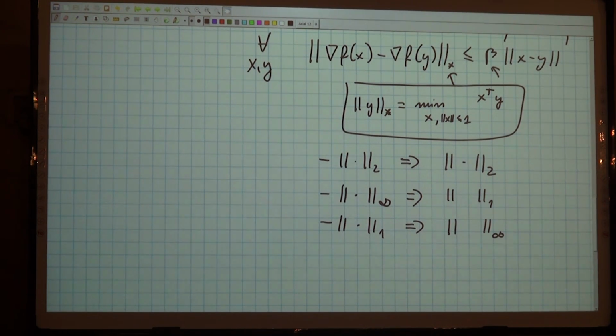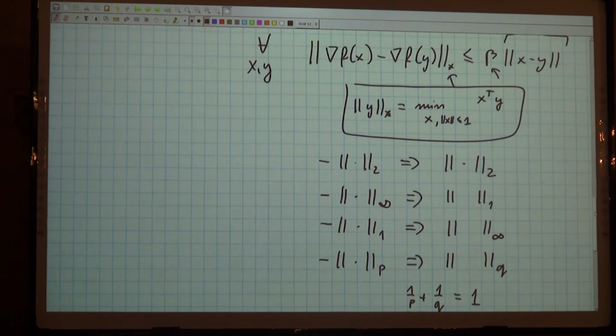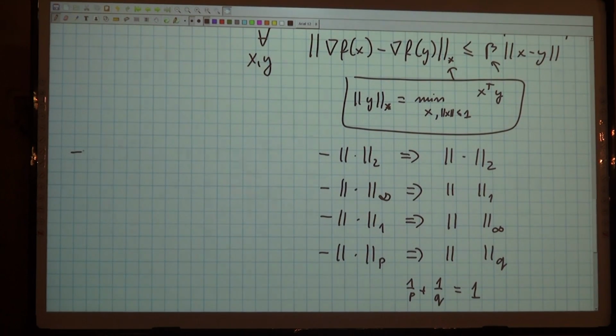Okay, so that's it. And in general, for any Lp norm, you get the Lq norm, where the relationship is that 1 over p plus 1 over q should be 1. That's the general statement for Lp norms. And then one more example of an interesting norm for which to see what the dual is.